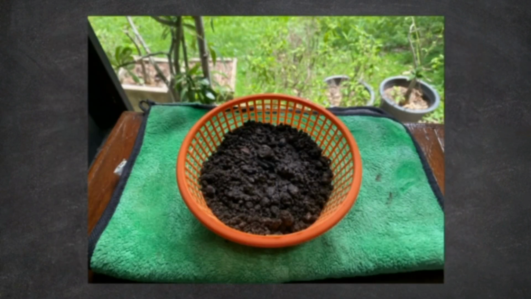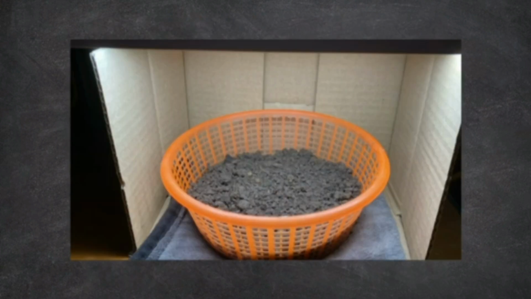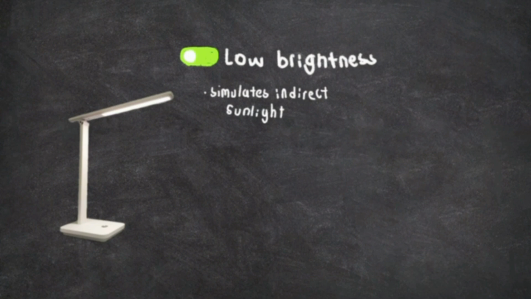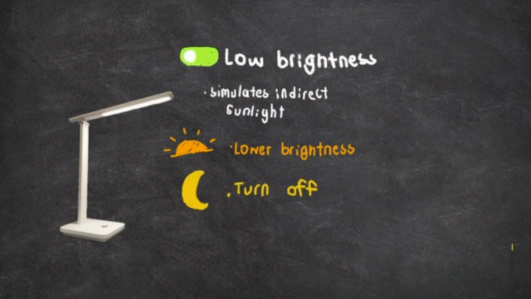1 container was placed in the garden where it got indirect sunlight, so it wasn't direct sun all day. The other container was placed indoors in a dark hallway with an LED light. The LED light was set to a low brightness, simulating indirect sunlight. In the evening, the brightness was reduced further and the light was turned off entirely at night. Each morning, the light was turned on again to maintain a consistent day-night cycle.